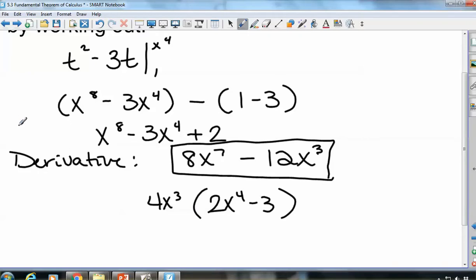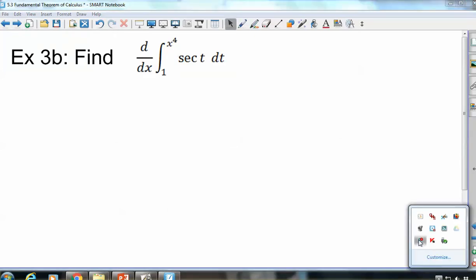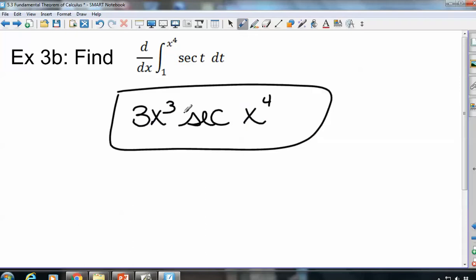So now that we know that, why don't you guys do 3D? I want the derivative of this one. Third. Because you plug in your x to the 4th, derivative of x to the 4th is... not 3x cubed, 4x cubed.